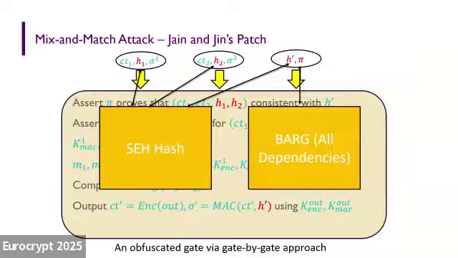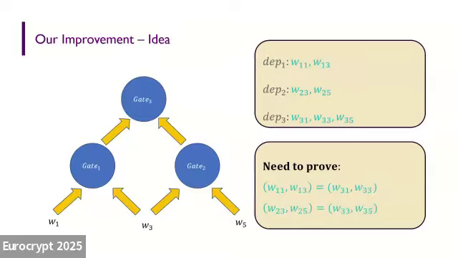However, this leads to an efficiency issue, since the hash contains the information of all its dependent wires, and the proof pi should be as long as all its directly and indirectly dependent wires, which can be as large as the circuit size itself. For example, here we consider this 3-gate circuit. Notice that the wires W2 and W4 are independent of them. In Jain-Jain's approach, we need to prove that the gate 1 and gate 3 are consistent with the wires W1 and W3, similar for gate 2.